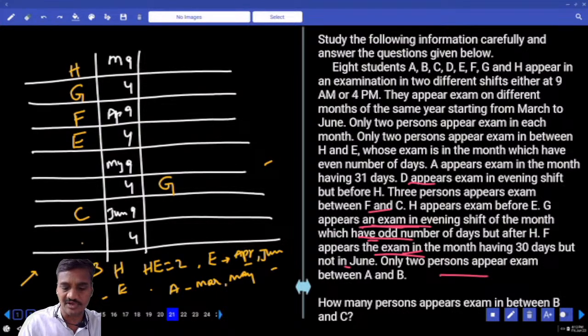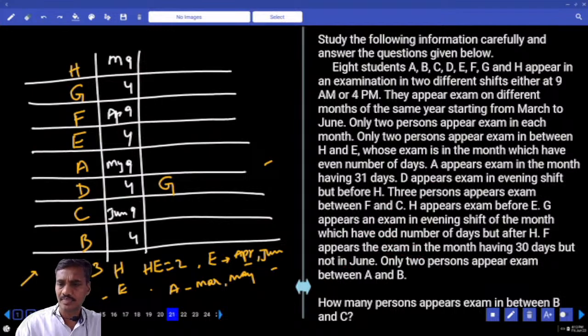Now between A and B, how many people are there? Only 2 people, and hence A is here, then B will be here. Then who is the person left over? Only one more person is left over, that is D is the person left. Then now check out whether the entire information is valid or not. Any information that is invalid?